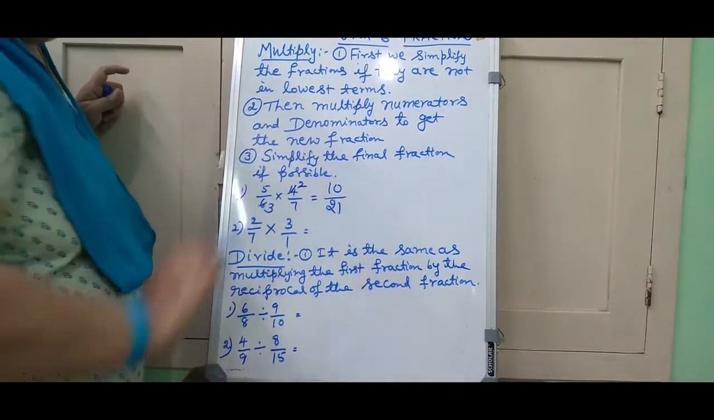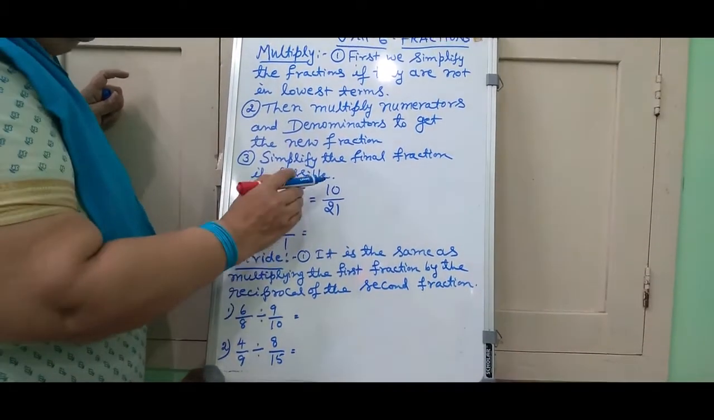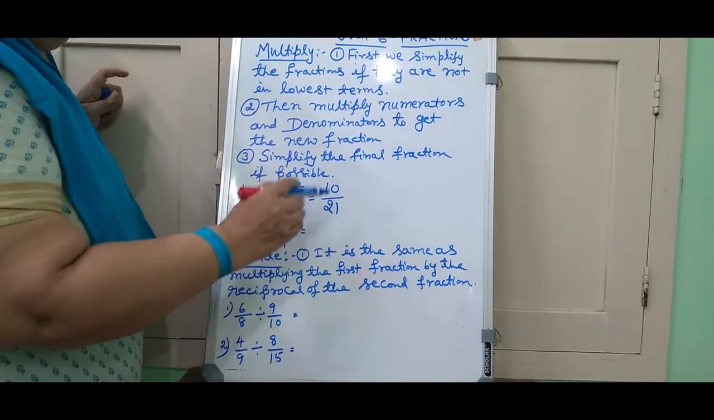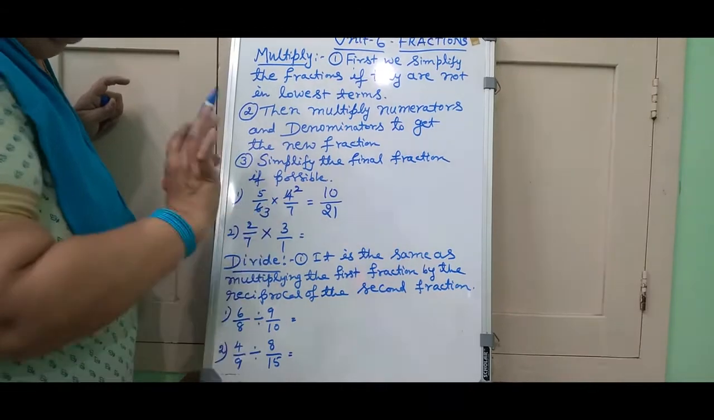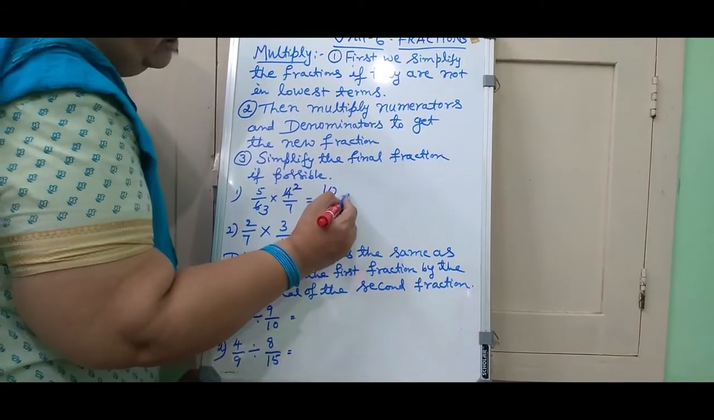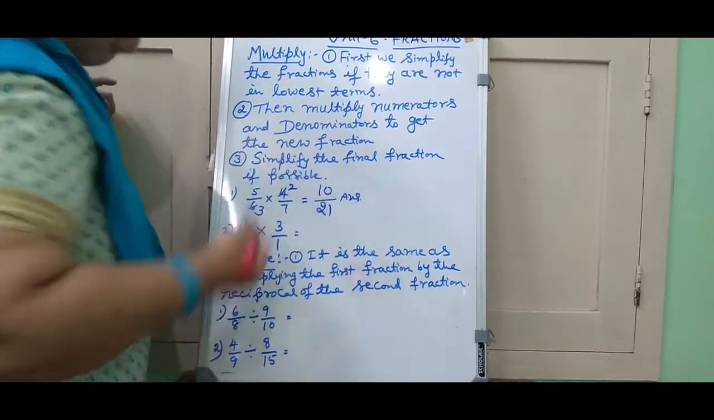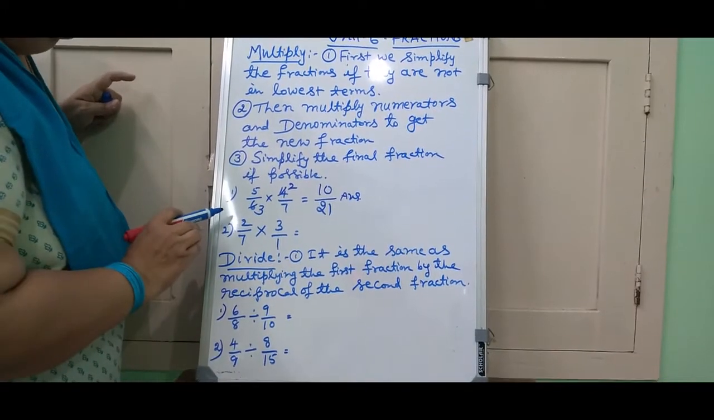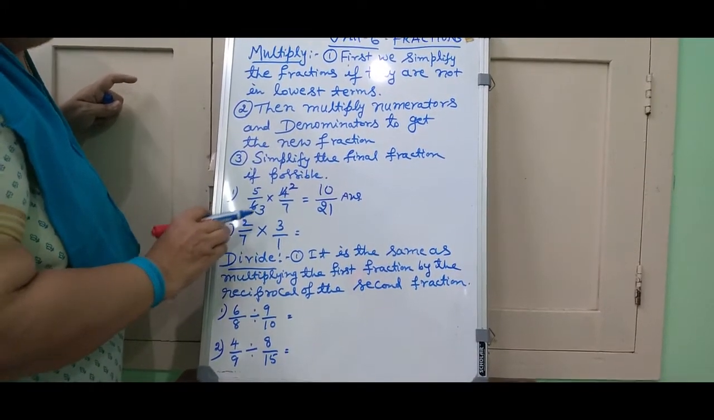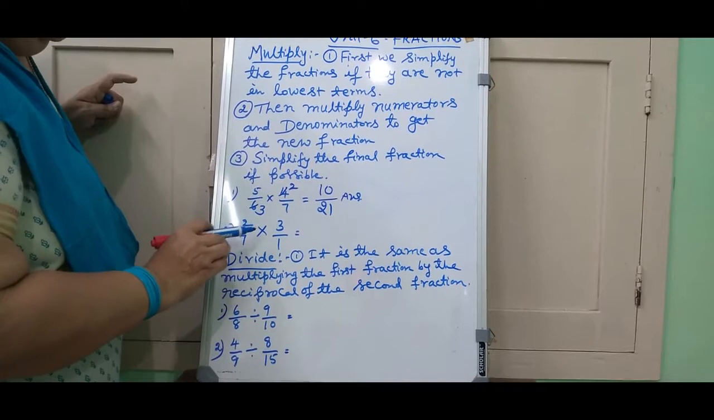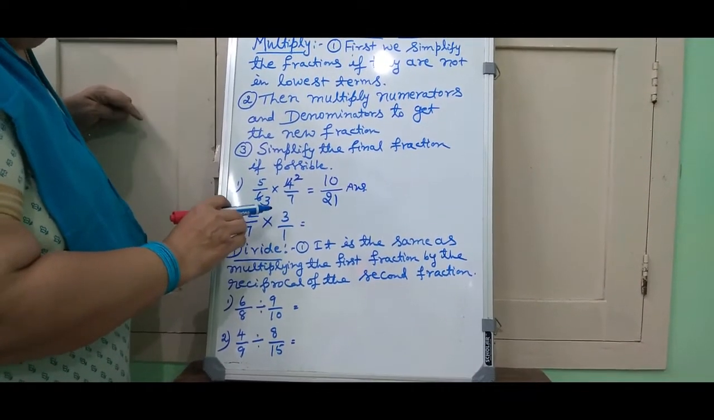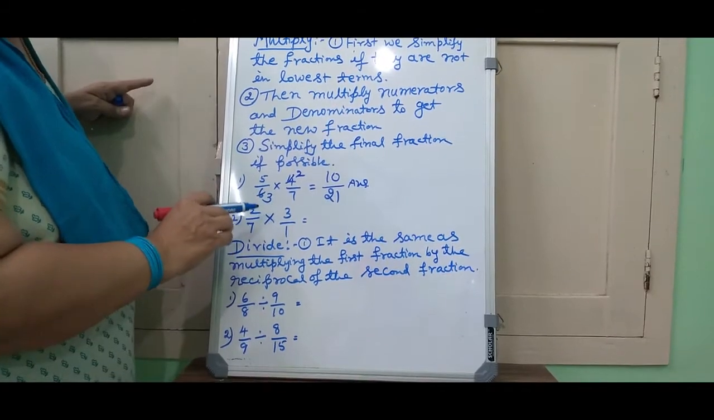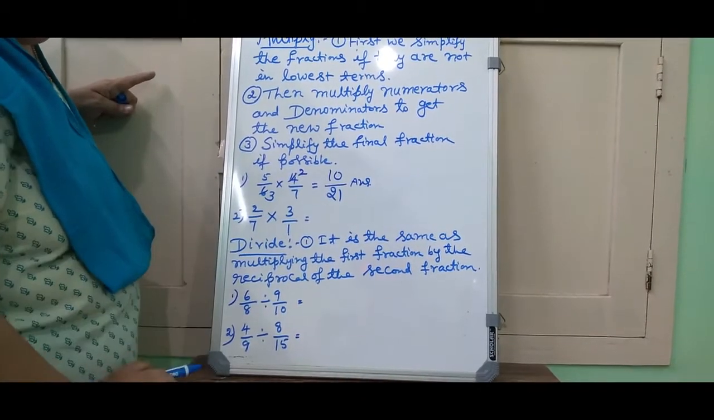And simplify the fraction if possible. Here, if you consider carefully, we cannot simplify it further. So 10 by 21 itself is the answer. Let me consider the next example, 2 by 7 into 3 by 1. 3 is a whole number. If they have not given the 1, you have to write it. If they simply give 3, you can write it as 3 by 1.